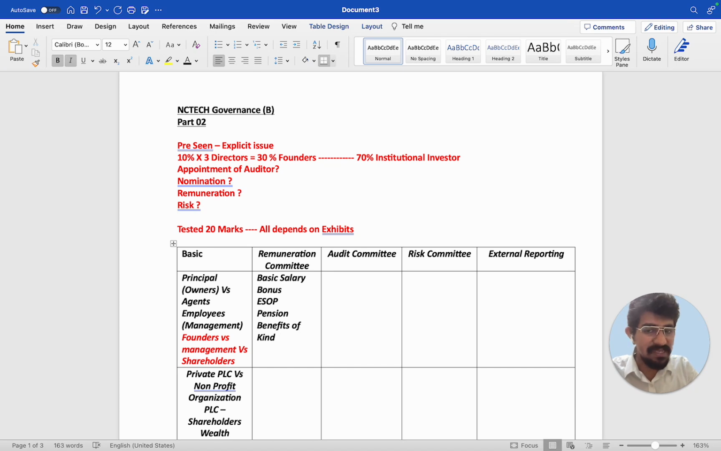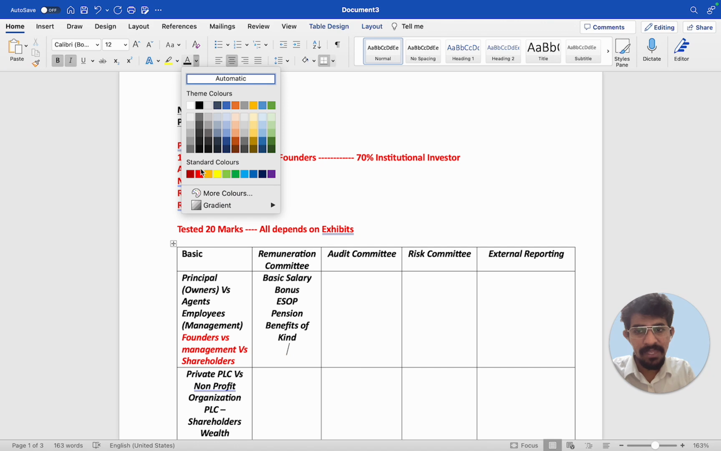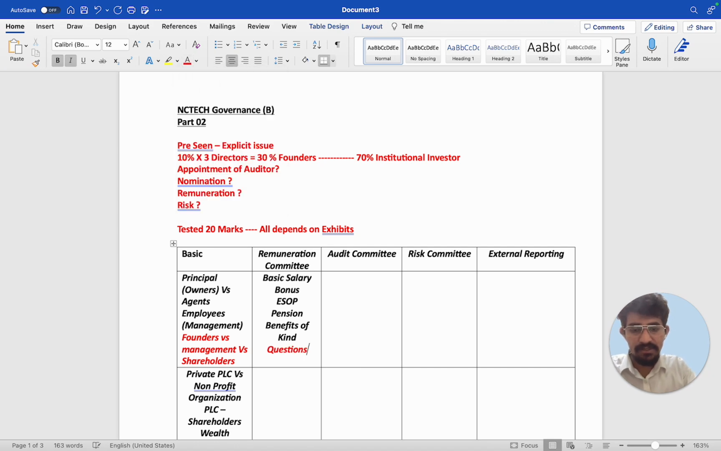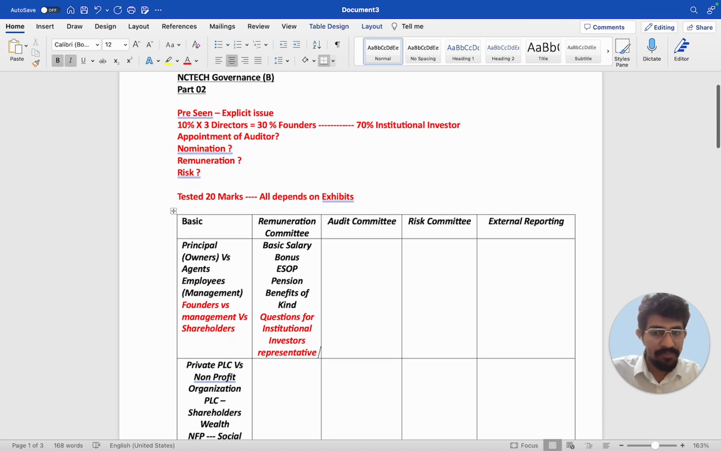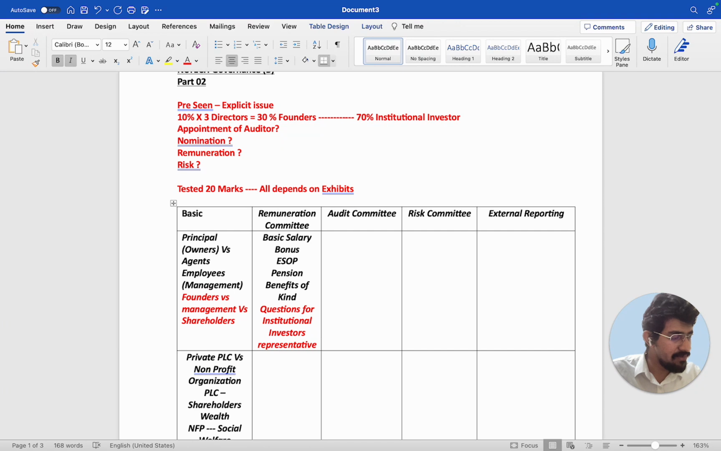Now, this can come in an examination. Benefits in kind, such as directors having lavish cars. Institutional investors may ask, we have invested 70%, you are only investing 30%. So I'll write down here one thing: questions from institutional investors' representatives. Because I am sure there is a chance institutional investors' representatives can effectively influence this decision. Keep that in mind, students. It's very, very important for your understanding.